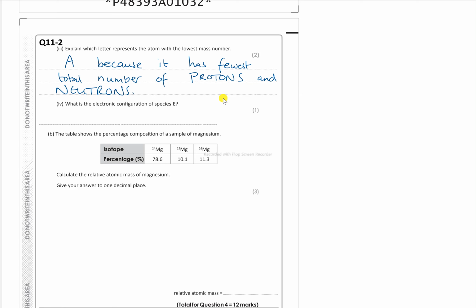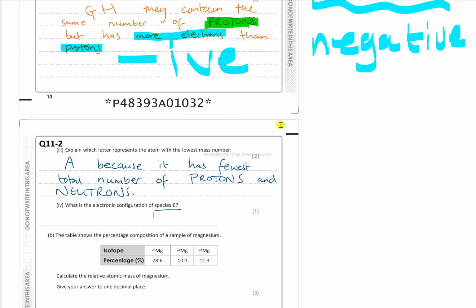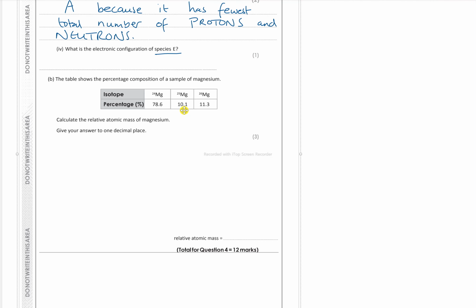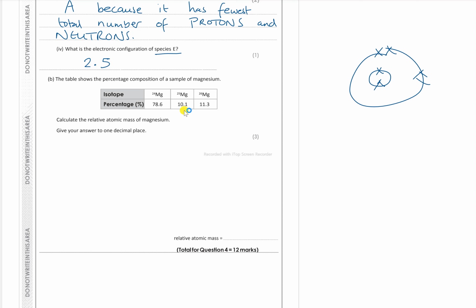What is the electronic configuration of species E? It has 7 electrons. So there are 2 electrons in the first shell, and then 2, 3, 4, 5, 6, 7. So it's going to be 2 on the first shell, dot, 5 on the second one.